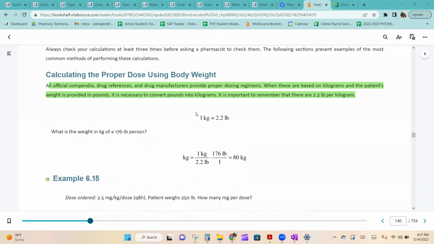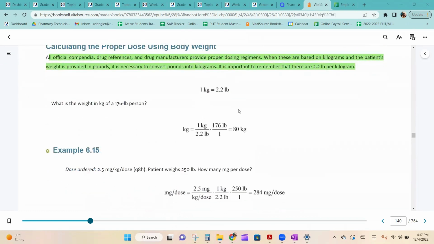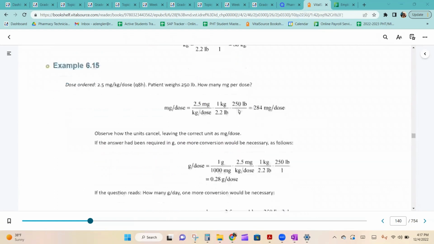The one we just did was a single-step body weight problem. This example involves 2 steps. We're not going to do it the way they show in the book, dimensional analysis, but if that works for you, great. You can definitely do it if you're getting the right answers. So the dose ordered is 2.5 milligrams per kilogram per dose, and they want the dose every 8 hours. The patient weighs 250 pounds. How many milligrams per dose?